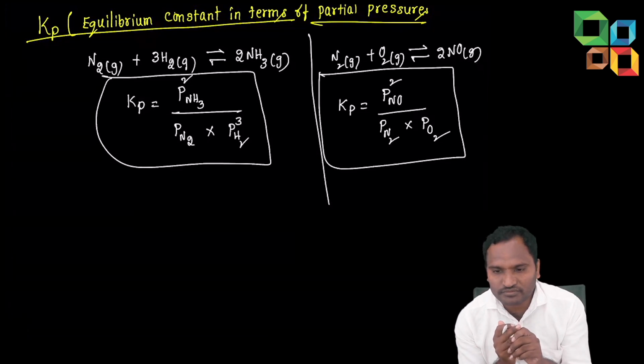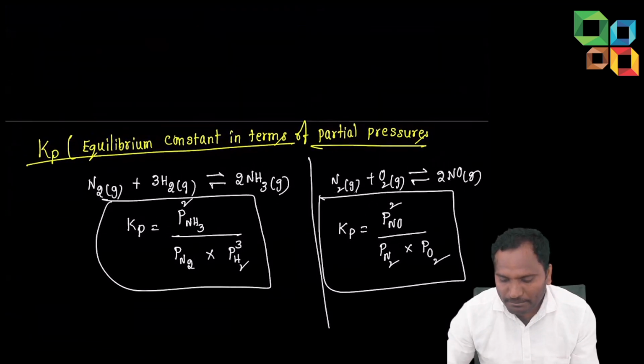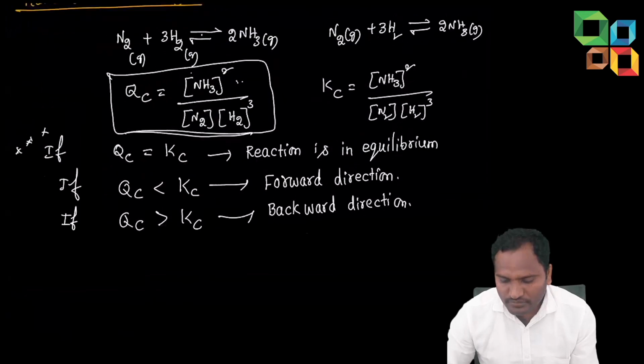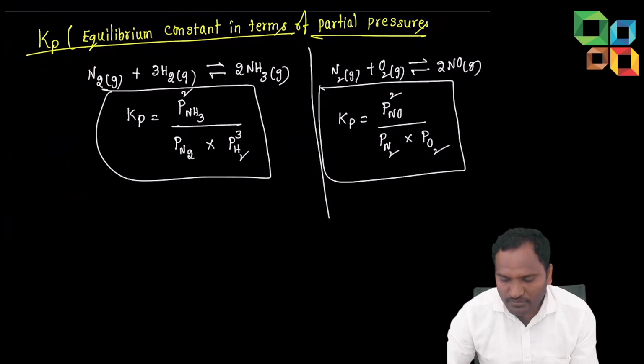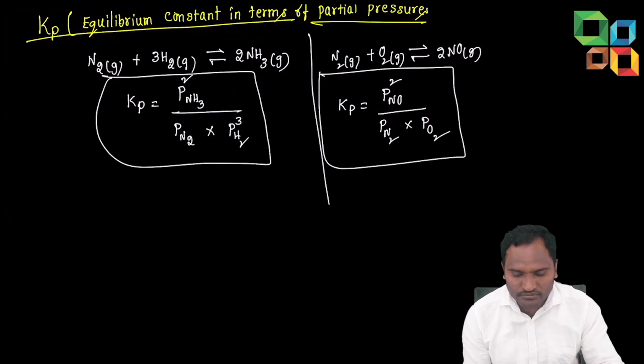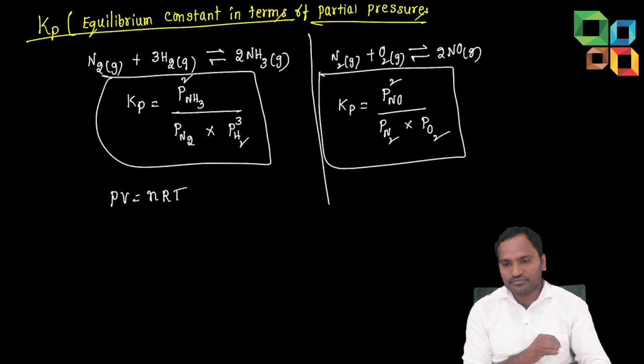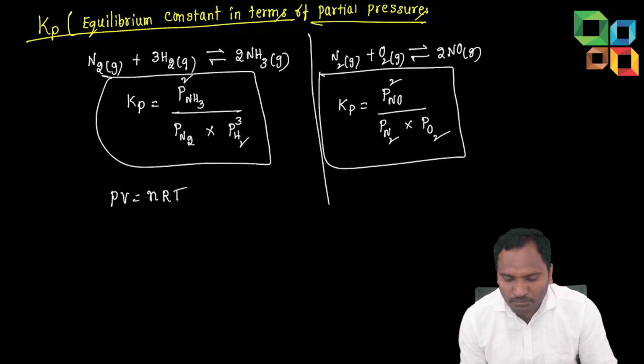Ideal gas equation. If you want, I'll write the formula and I'll explain the terms. You are comfortable? P is pressure, you know. V is volume, you know. N is number of moles. R is gas constant. T is absolute temperature.